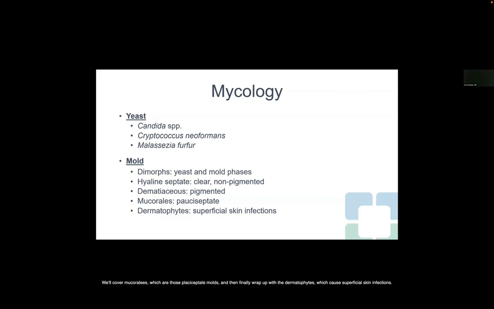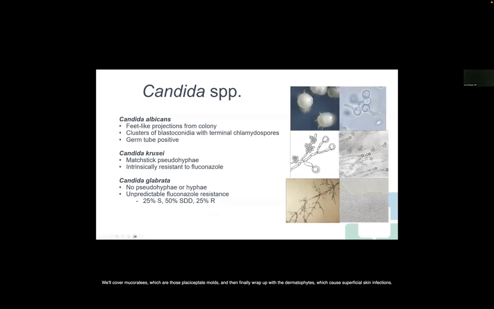We'll cover mucorales, which are those pauciseptate molds, and then finally wrap up with the dermatophytes, which cause superficial skin infections. So jumping right into some common examples of Candida species. First is Candida albicans. Here's what the colonies look like on agar when grown in the lab. And Candida albicans in particular has these characteristic feet-like projections that come off the colony. That is unique to Candida albicans.